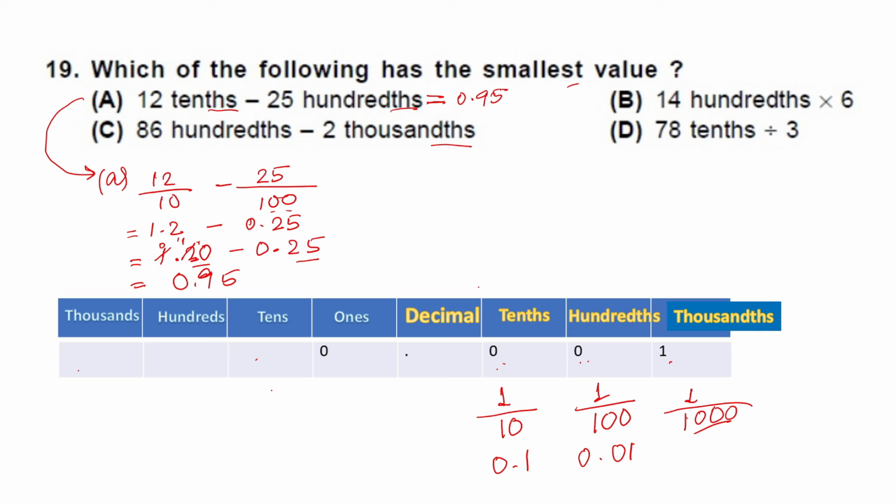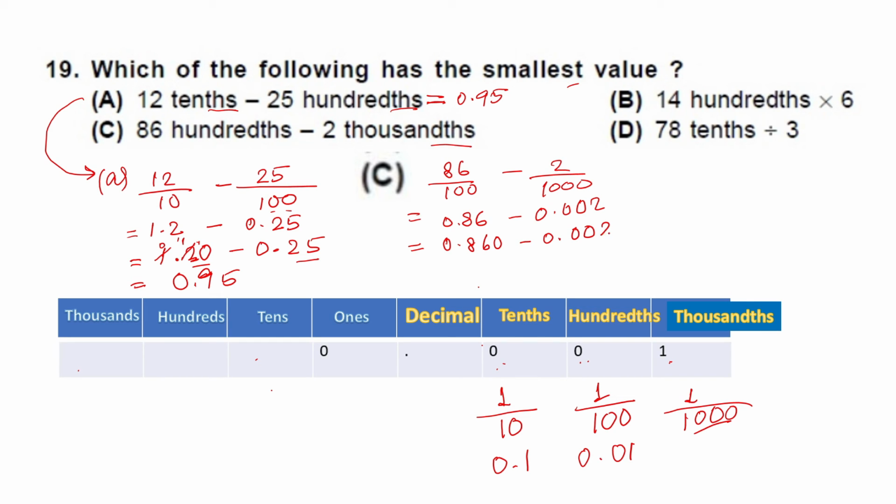Similarly, we find the value for others. 8600 minus 2000, which is equal to 0.86 minus 0.002. 3 numbers after decimal. This is nothing but 0.860 minus 0.002, which is equal to, this reduces to 5 to make this 10. 10 minus 2 is 8. Coming down is 5 and 8.